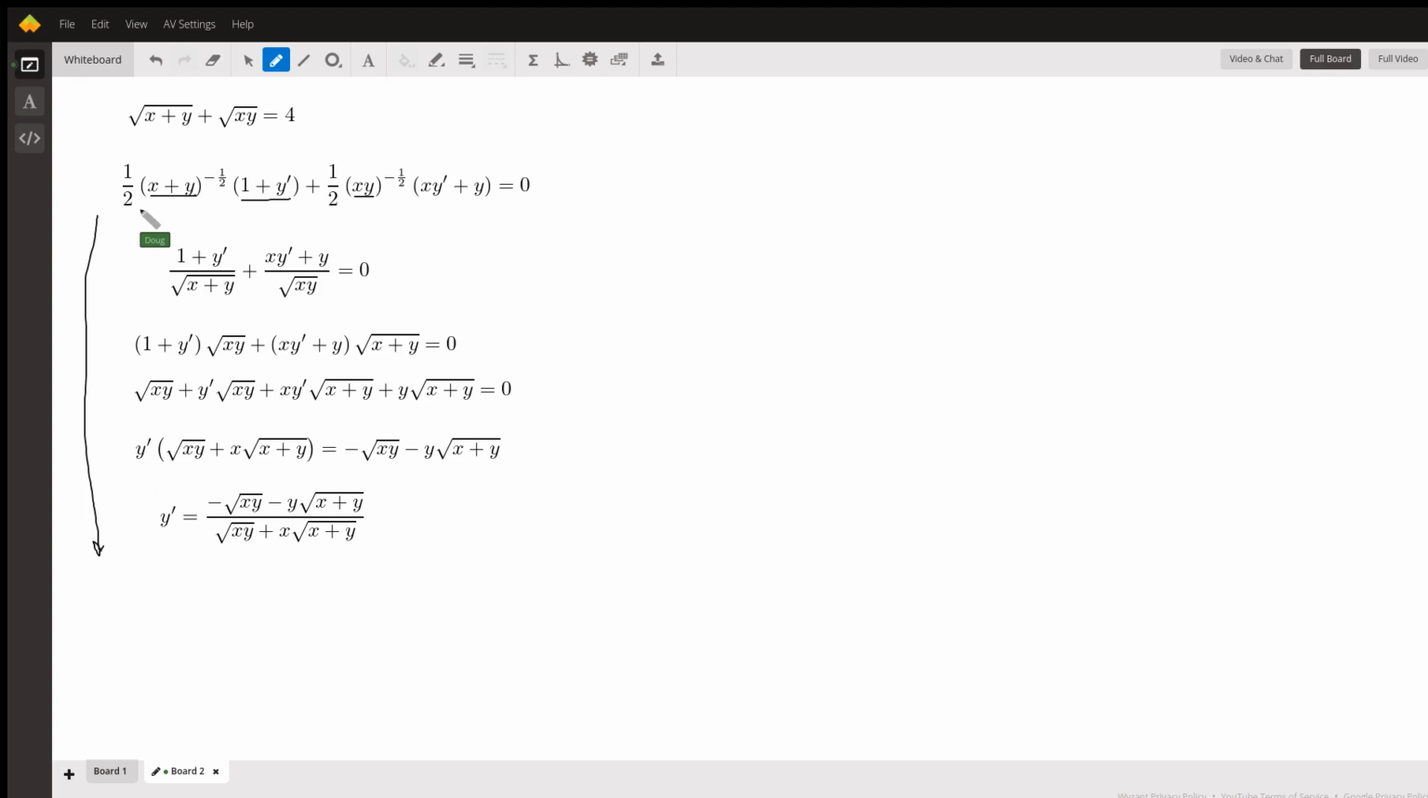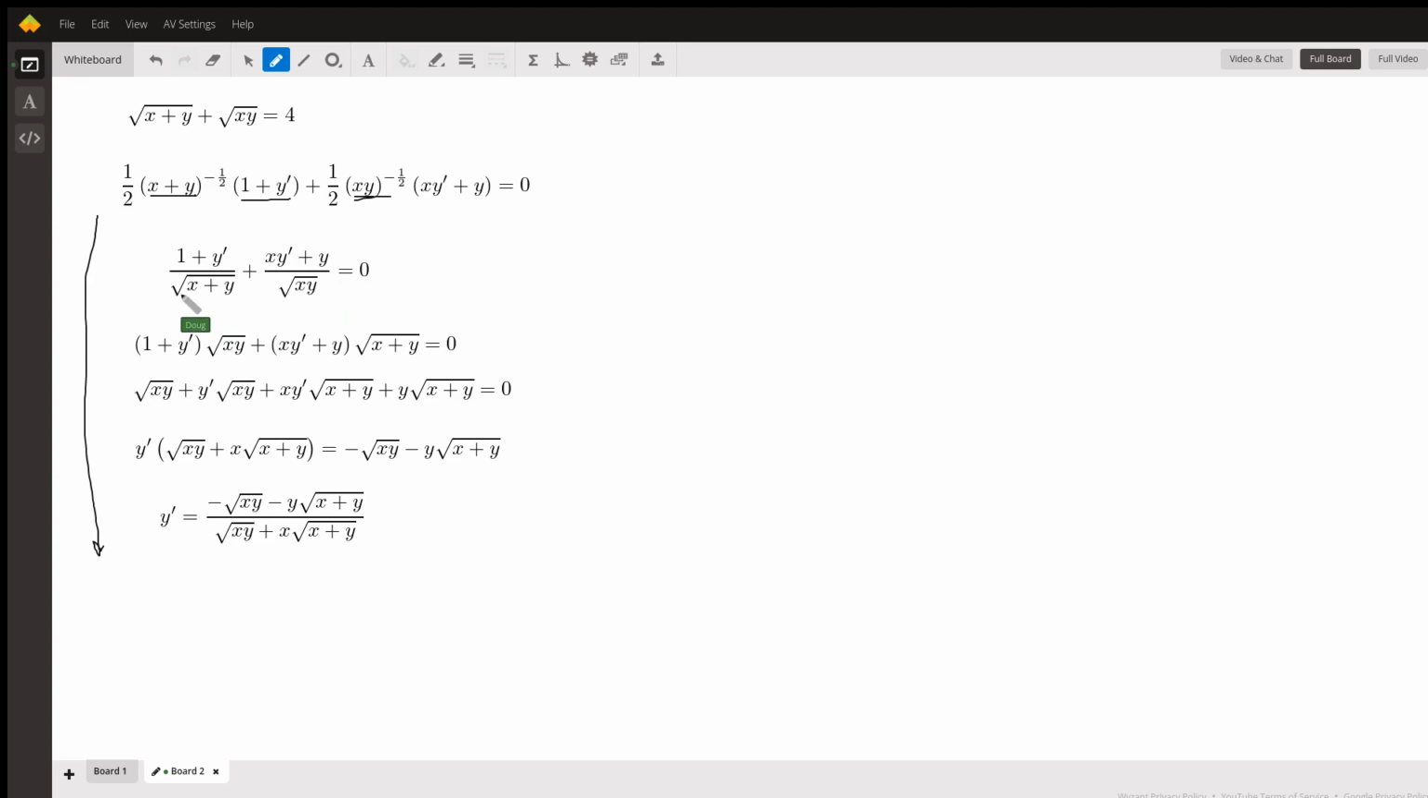First of all, I'd multiply every term by 2 to clear the equation of fractions. And at the same time, I rewrote x plus y to the -1/2 as 1 over the square root of x plus y. Same for this. So here's what we've got.